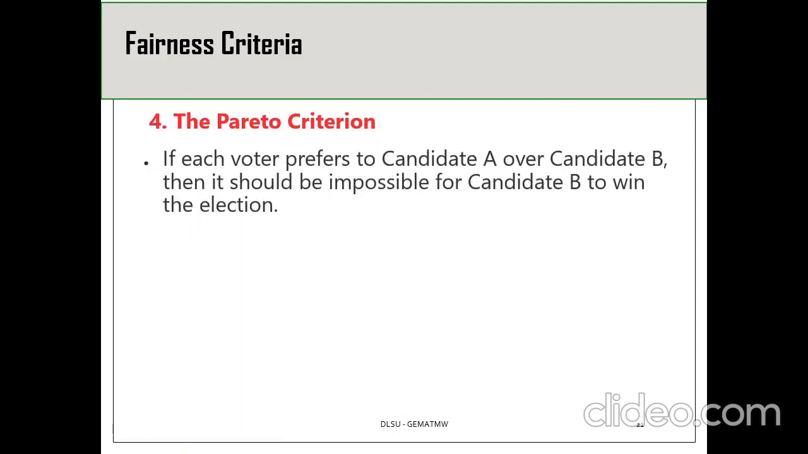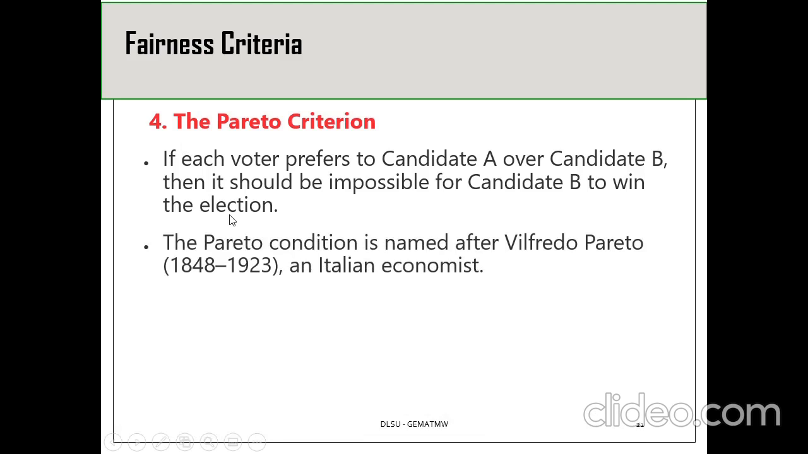For the Pareto criterion, if every voter prefers candidate A over candidate B, then it should be impossible for candidate B to win the election. So this means that if everyone prefers candidate A over candidate B, then it should be impossible for the second candidate to win the election. This is credited after Wilfredo Pareto, an Italian economist. Now let's see if plurality satisfies the Pareto criterion.